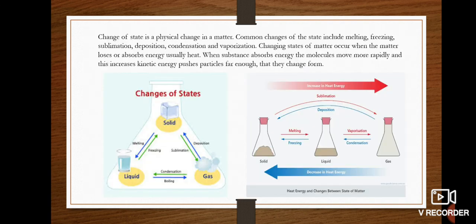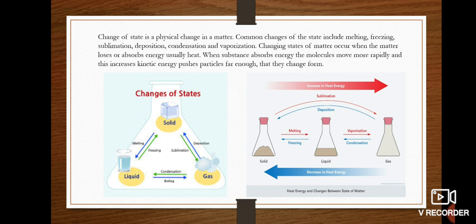Thus, change of state is a physical change in matter. Common changes of state include melting, freezing, sublimation, deposition, condensation, and vaporization. Changing state of matter occurs when the matter loses or absorbs energy, usually in the form of heat. When a substance absorbs heat, the molecules move more rapidly, and this increases kinetic energy, which pushes particles far enough that they change form. Here we come across two new terms, that is sublimation and deposition.